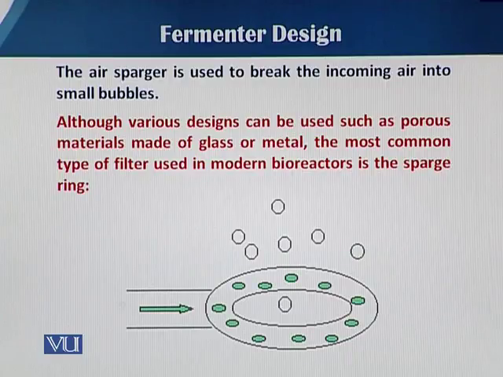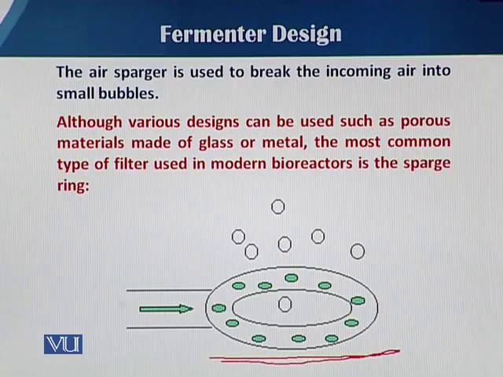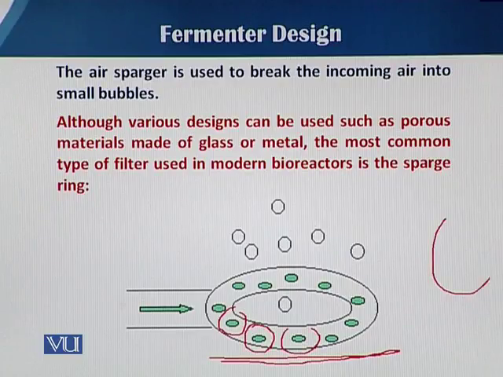So when a stream of air comes through the compressor, enters through the air sterilization system, and then enters the fermentation medium, there are small pores or slits, which may be round or may be slits. So there are different designs and shapes of spargers.